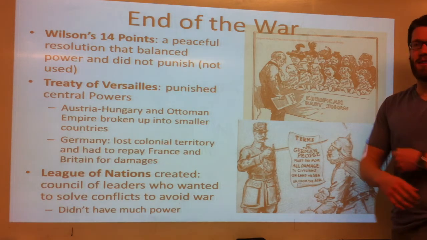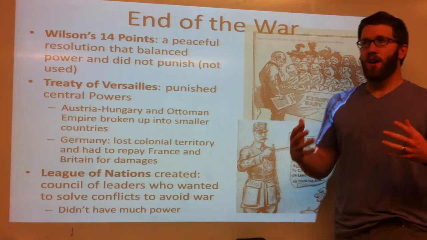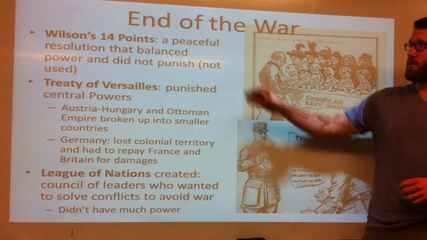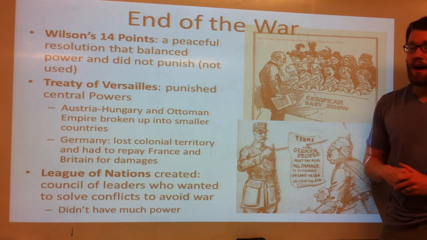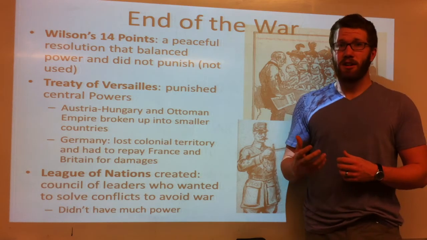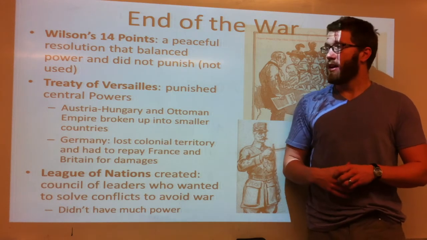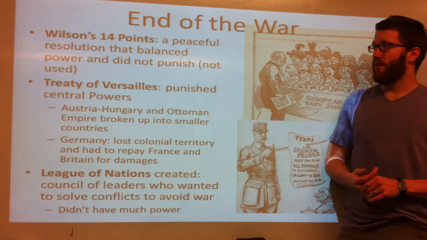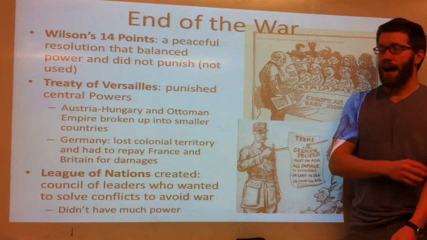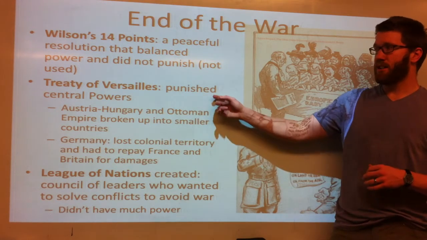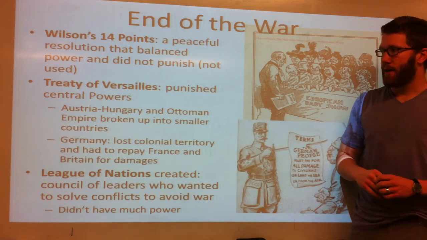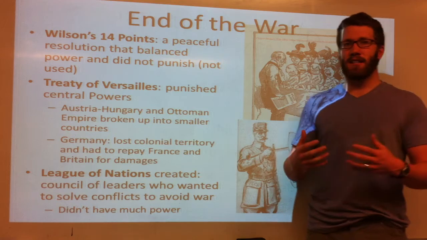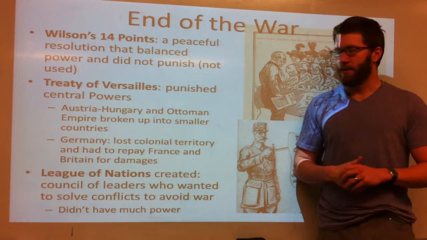So after the U.S. joins, the Allies win. They have to figure out a resolution once Germany is defeated. Now, President Wilson of the United States comes up with something called the 14 points. This was a peaceful resolution. It balanced power in Europe, and it also didn't punish the Central Powers for attacking. He thought that this would create enduring peace in Europe, but they didn't use that solution. They signed something called the Treaty of Versailles, and basically this was a peace agreement. It ended the war, but it punished the Central Powers. It broke up Austria-Hungary and the Ottoman Empire into a bunch of smaller countries. Germany had its colonial territory taken from it, and it had all these debts to pay. It basically had to pay for all the damage done in France and Britain.